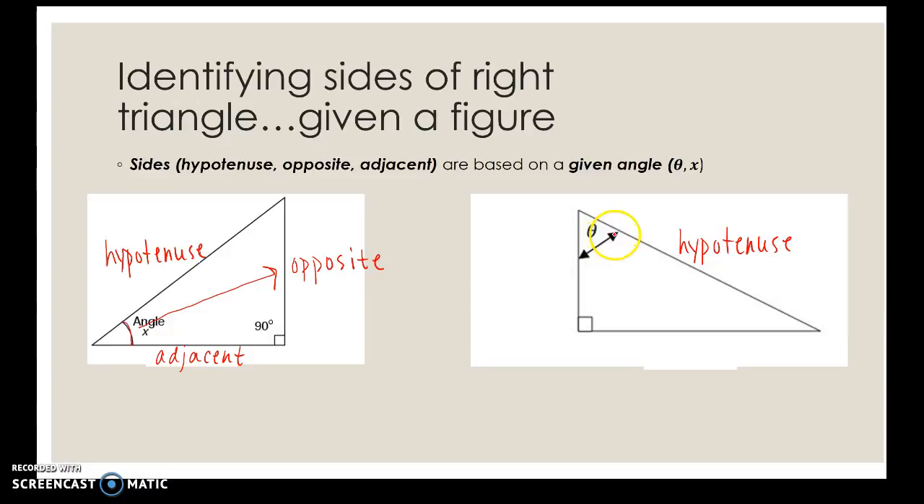But now, if theta is in this top left corner, this would now be the adjacent side, the side next to the marked angle. And then this side length, this leg, would be the side opposite of the marked angle. So it depends on where the angle is, where the opposite and adjacent sides will be.